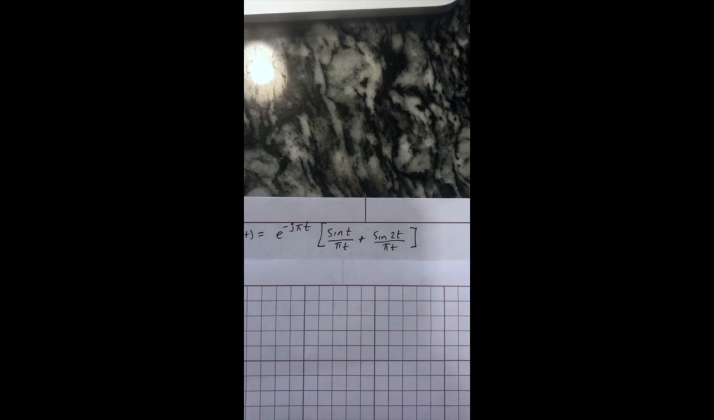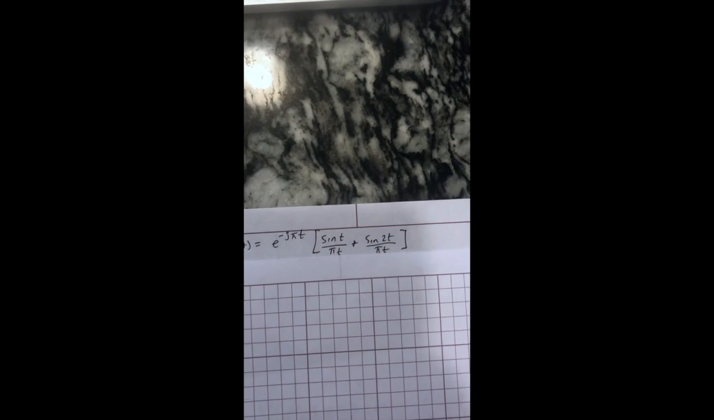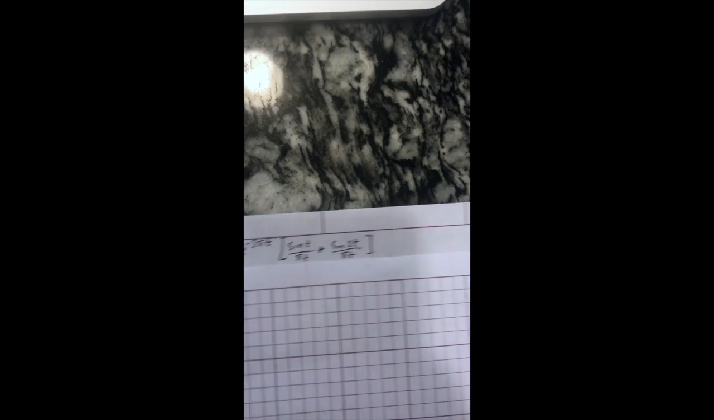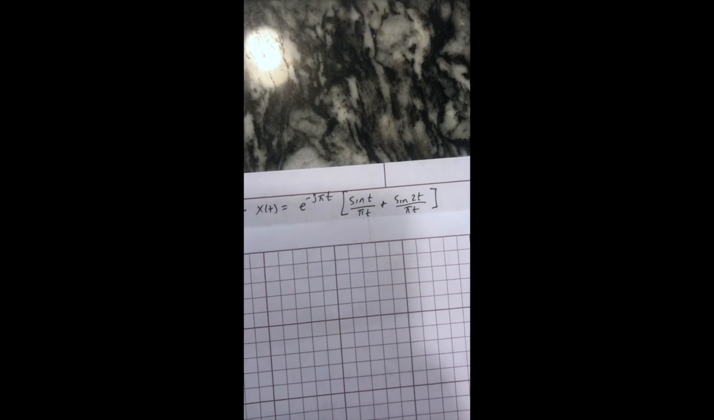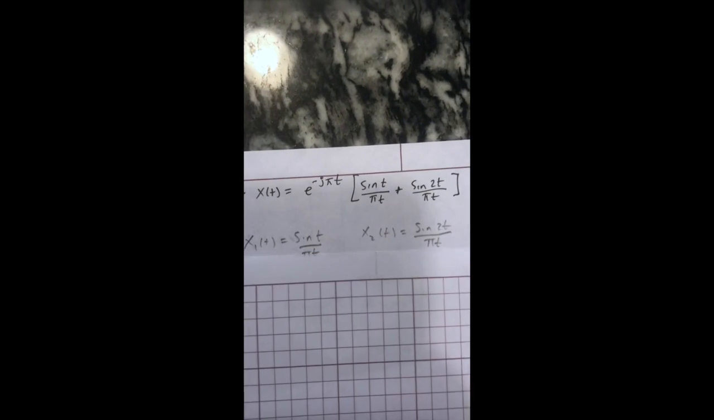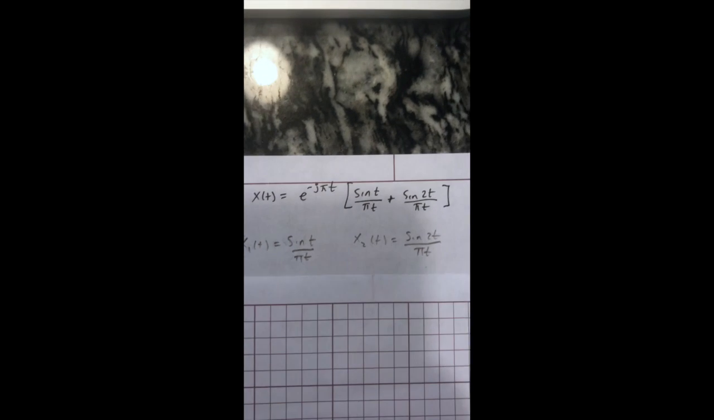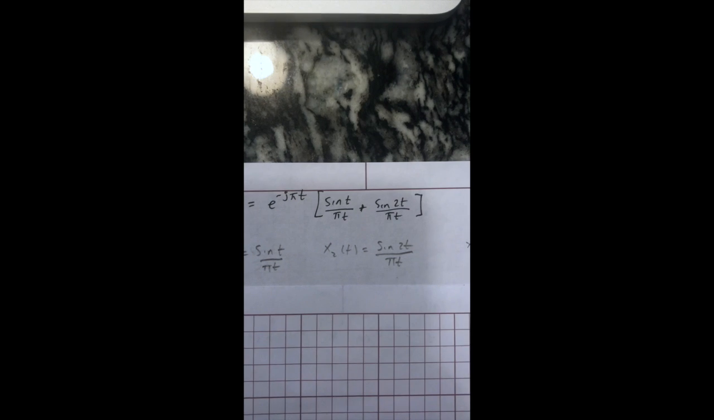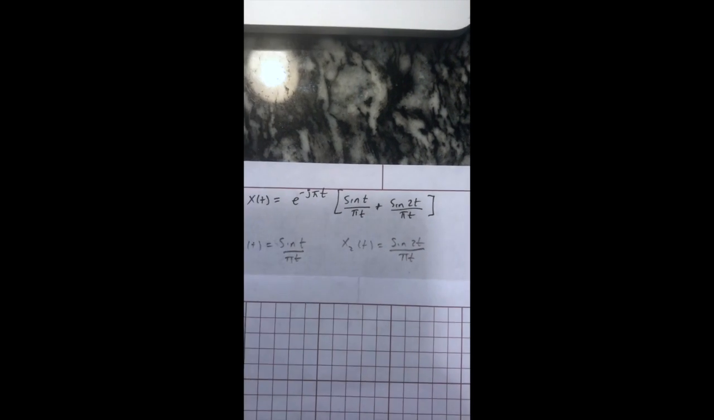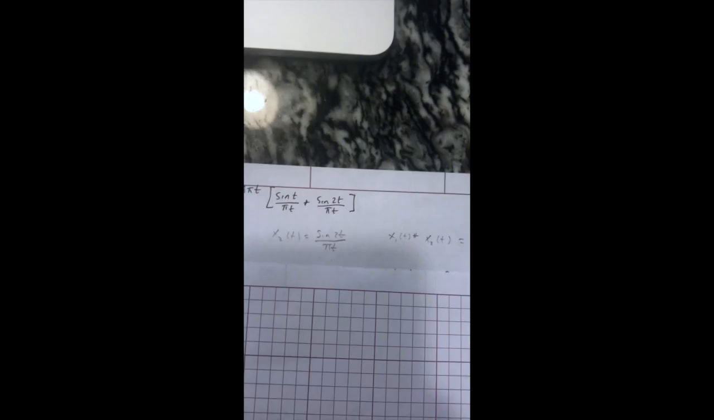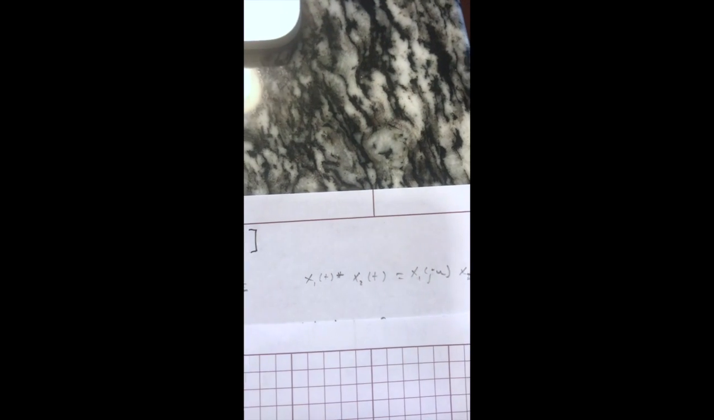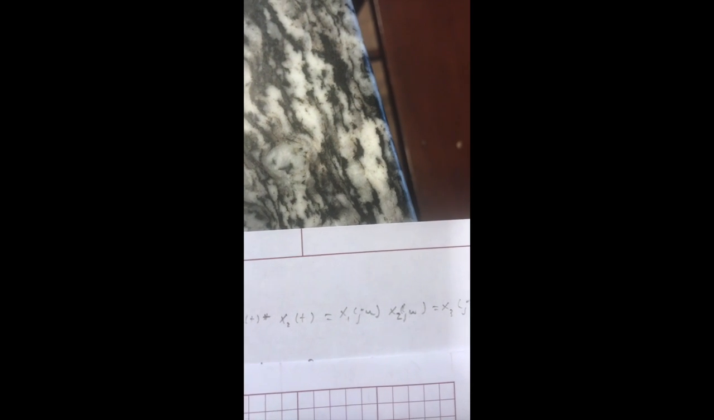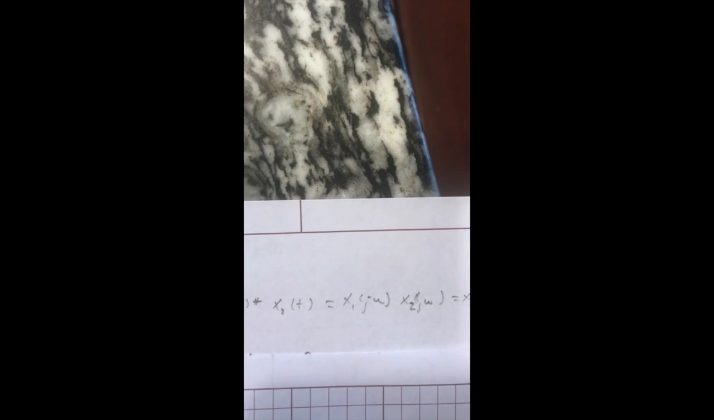So what you want to do again is initialize your x1 of t to equal sine of t over pi t, and your x2 of t to equal sine of 2t over pi t, like so. Once you've done that, what you want to do is find the Fourier transform of these, and using the properties like we did in the previous problem, this is pretty trivial. And remember, again, convolving in the time domain means multiplication in the frequency domain. It's very important. Saves you a lot of work.